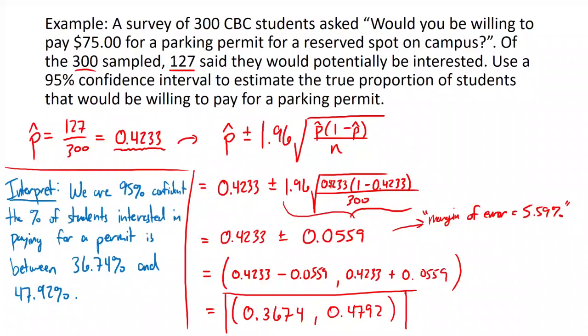That's true. In this case, we're going to be fine because 300 is going to do it. You can check it. If you go 300 times this times 1 minus this, it comes up like 70. So you're pretty much in the clear there. But it's not a bad first step. Go 300 times 0.4233 times 1 minus 0.4233. And then you said it came out to be what?